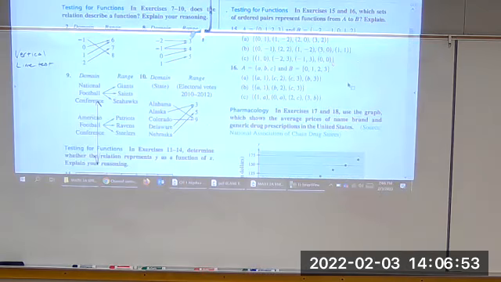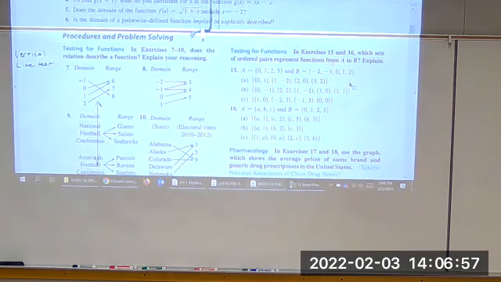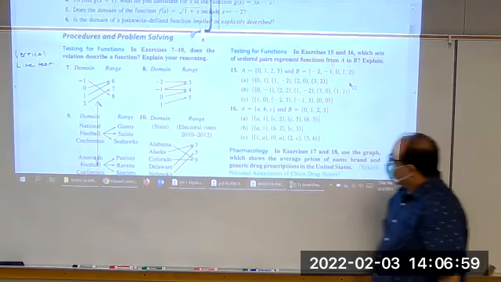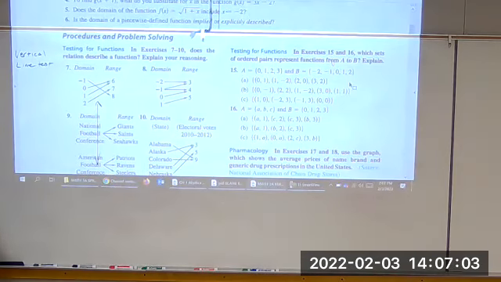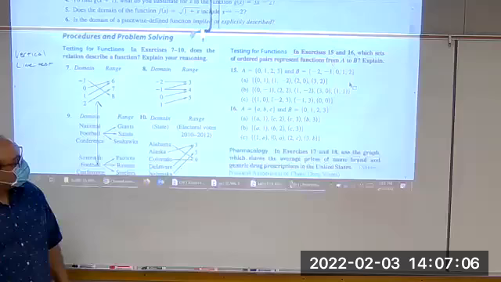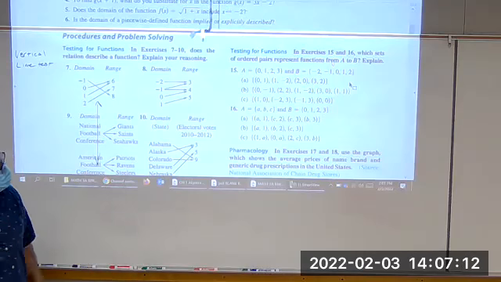I'm doing 16 to show you 15. Which sets of ordered pairs represent functions from set A to set B?